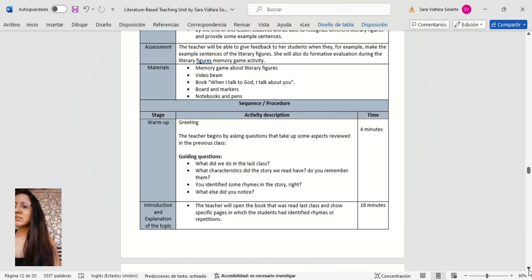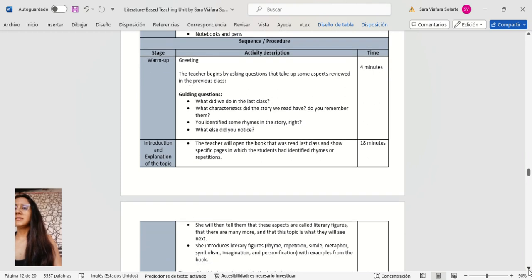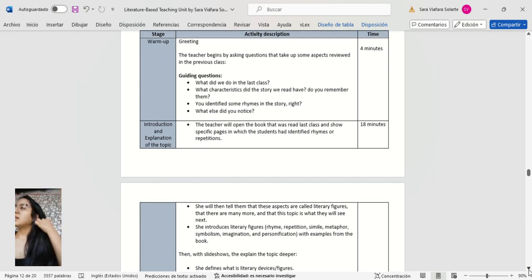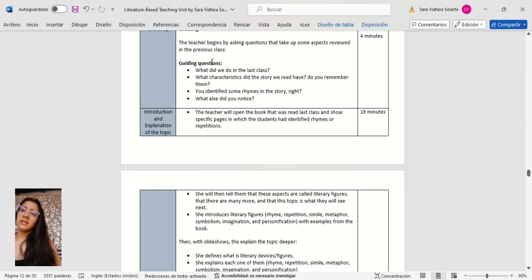So these are the materials, and in the class the teacher starts asking questions to remember what they talked about in the last class. So what did we do in the last class? What characteristics did the story we read have? Do you remember those characteristics? You identified some rhymes in the story, right?